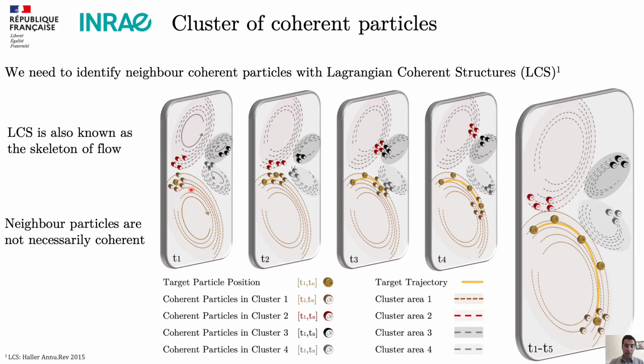As an example, here is a schematic of 2D turbulent flow. You can see groups of neighbor particles, but each group belongs to a different cluster of motions. Over time steps, you can see the target particle can meet neighbor particles, but they are not necessarily coherent. That's the reason we need to define LCS to identify coherent boundaries, Lagrangian coherent structure boundaries, to be sure that neighbor tracks are coherent with your target track to have better prediction.